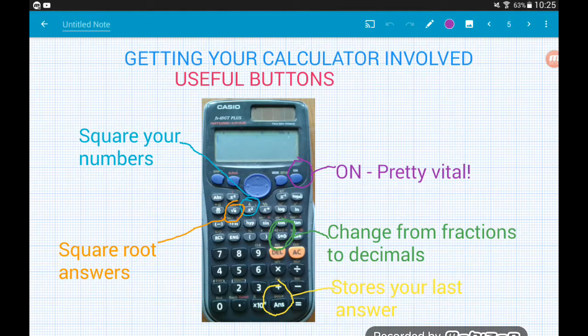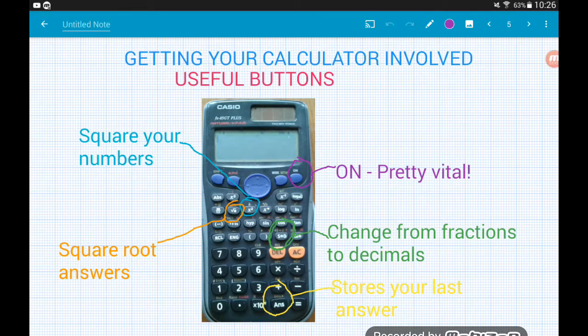Now down the bottom you've got this button ANS, A-N-S. What ANS does, it stores the answer to your last calculation. So say that I put in 1 plus 2 and pressed equals, then I would obviously get 3. If I was to press the ANS button, I would be putting in 3 because the answer is stored as 3.